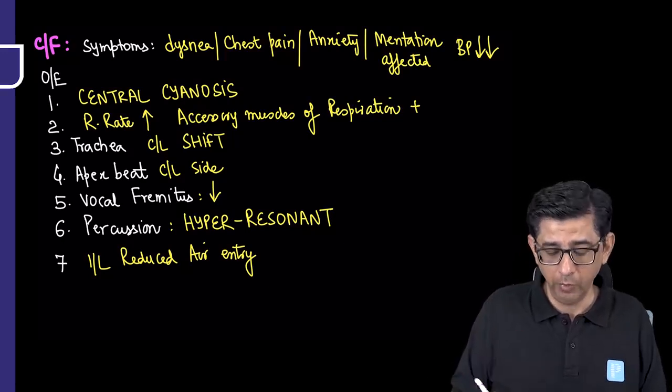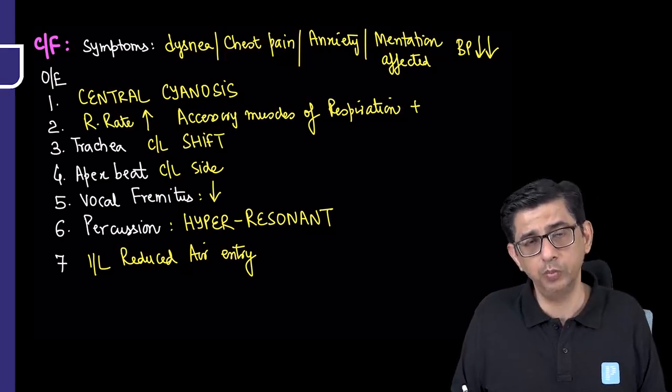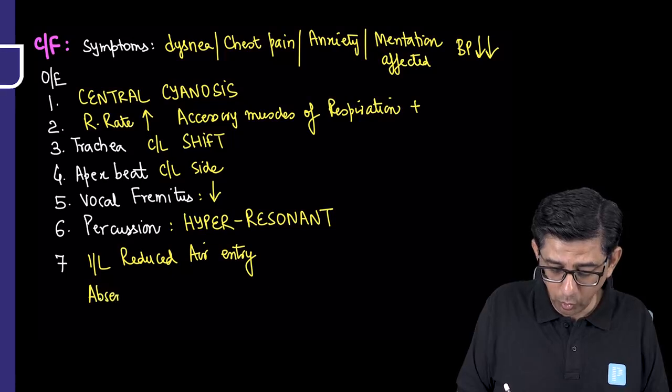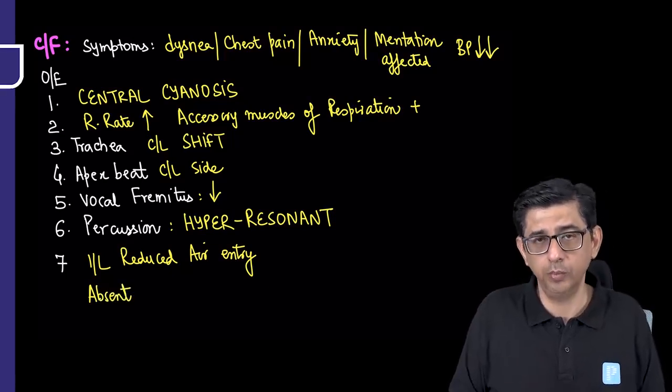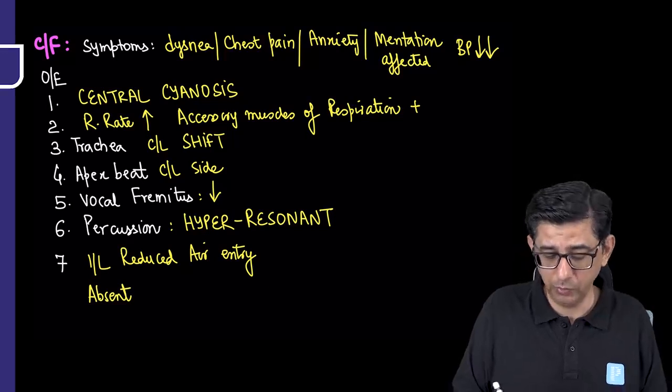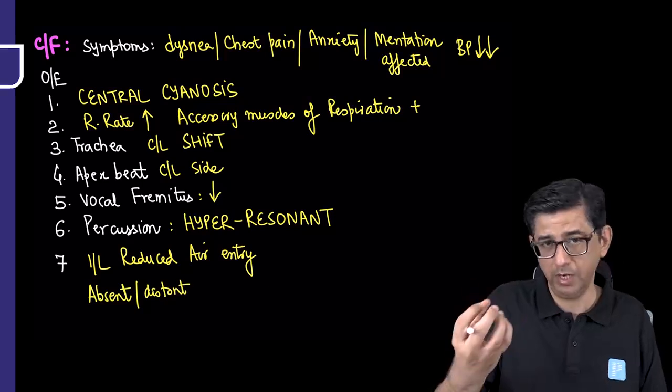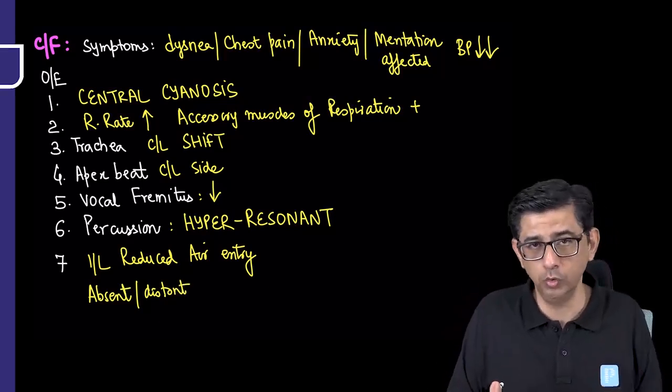So, ultimately, in both of them, there would be a reduced air entry or there can be absent air entry. But because this finding is common with pleural effusion, what should be written subsequently in a question so that you know you are not dealing with a pleural effusion, and it is a pneumothorax, would be this word: absent or distant. I'm saying distant because if the whole of the lung is collapsed, then there are no breath sounds.